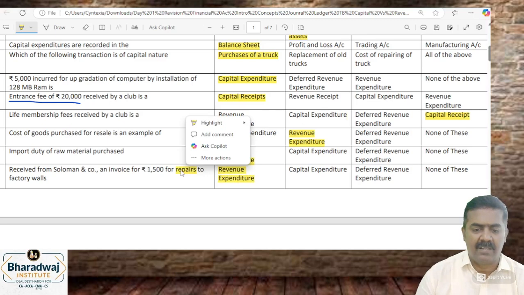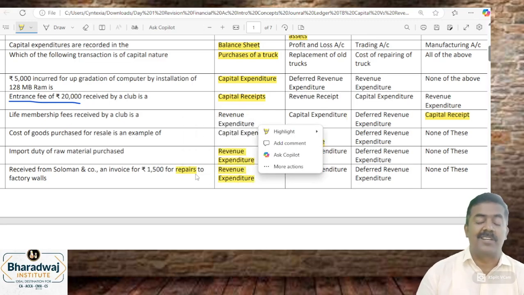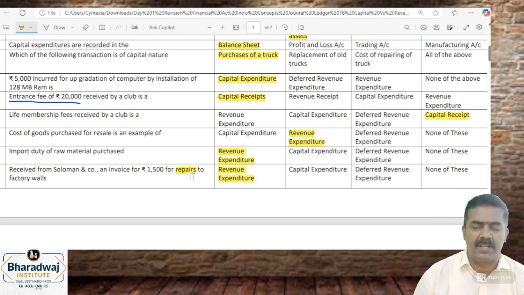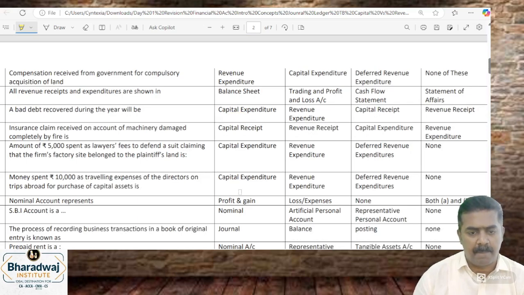Why? Repairing is which one? Revenue expenditure. The construction of factory wall is capital expenditure. It's repairing only, so which expenditure? Revenue expenditure.